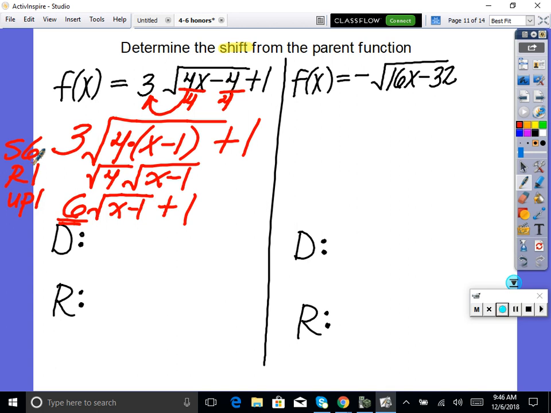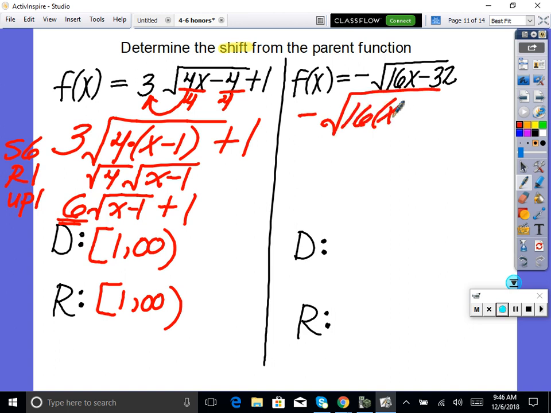Is everybody good with that? So let's just do our domain. It was right 1. So our domain would be 1 to infinity, wouldn't it? Now our range is up 1. It's stretched out 6, but that's not changing. It's just going up quicker. So our range would be 1 to infinity. Okay, good. All right, next one, what do I factor out?